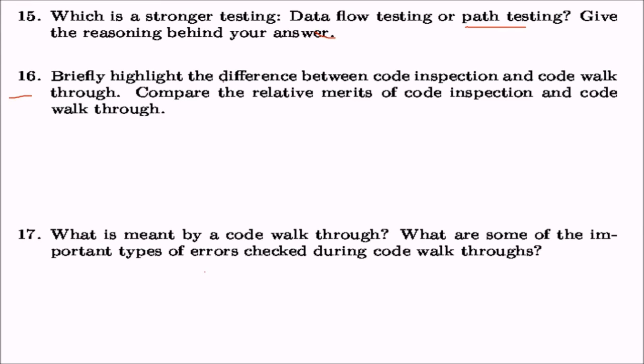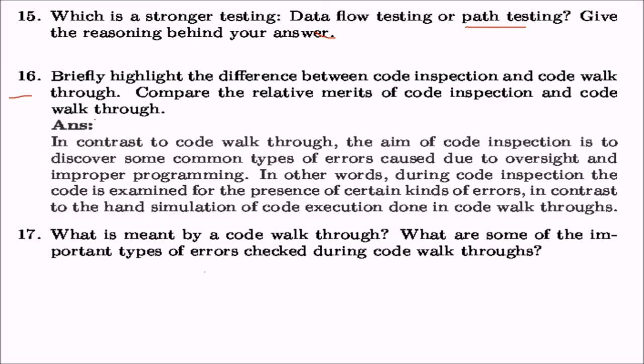Question 16. Briefly highlight the difference between code inspection and code walkthrough. Compare the relative merit of code inspection and code walkthrough. In contrast to code walkthrough, the aim of code inspection is to discover some common types of errors which are caused by some oversight or improper programming. So code inspection is finding errors, while during code inspection, the code is examined for the presence of certain kinds of errors.